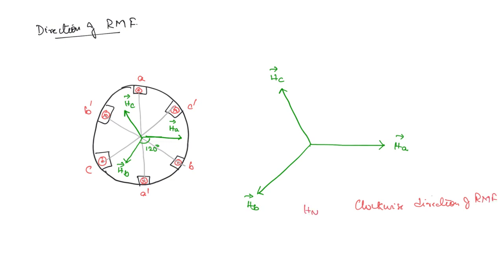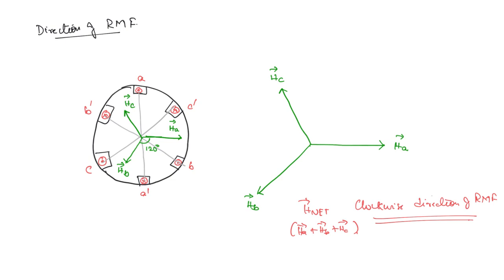That means H net, what we have discussed. H net is HA bar plus HB bar plus HC bar. So this we have seen mathematically that it was in the clockwise direction. Refer to the previous lecture if you have any doubt. Now, what if we want it in the counterclockwise sense?